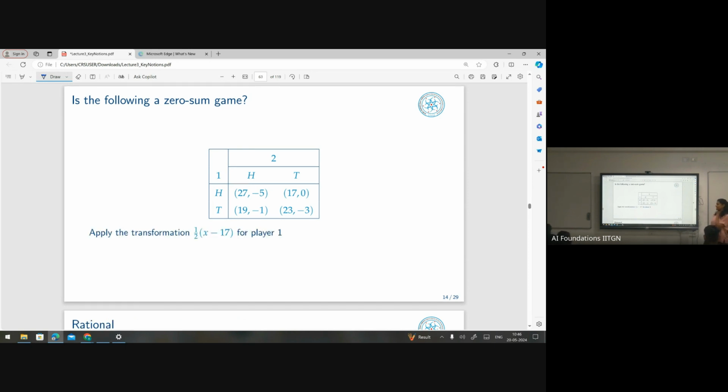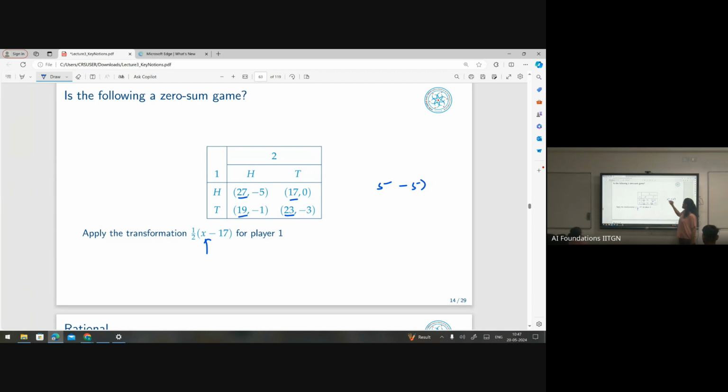So apply this particular transformation for player 1. These are the utilities for player 1, the utilities given to you. Now I want you to apply this transformation where x is this. You substitute x for this and apply it. So what will it be?